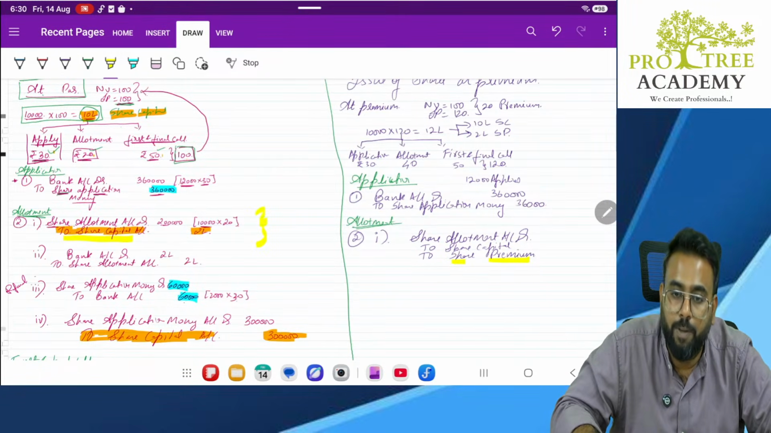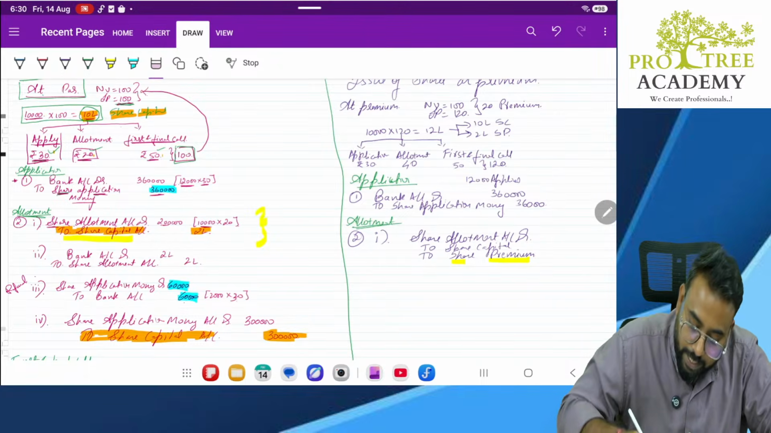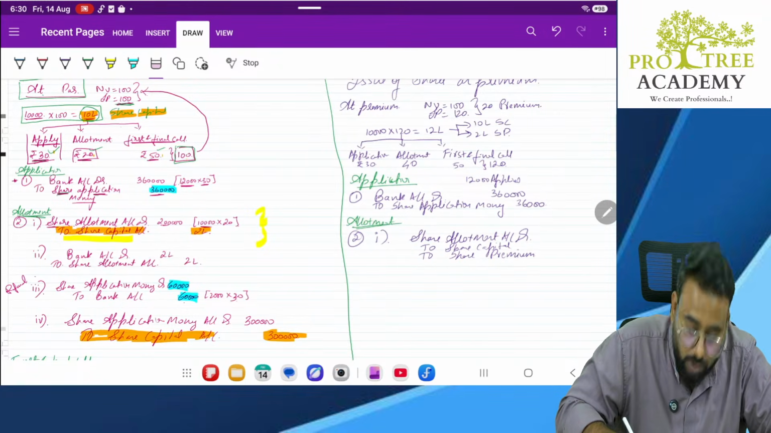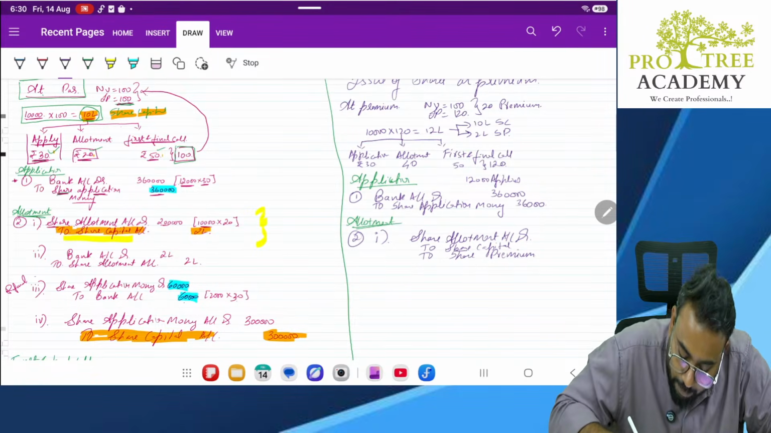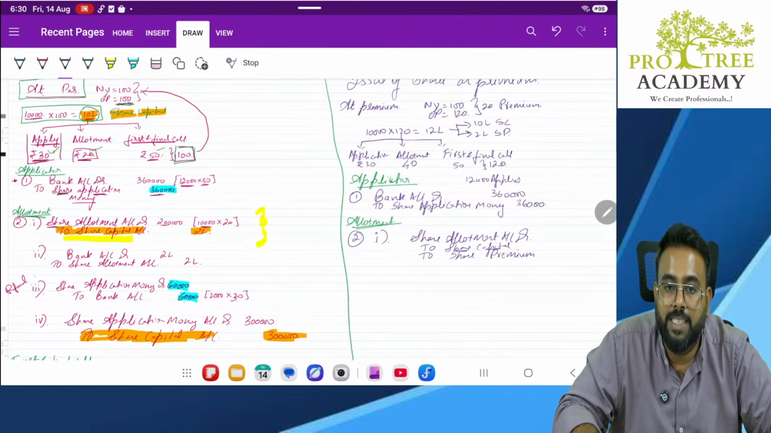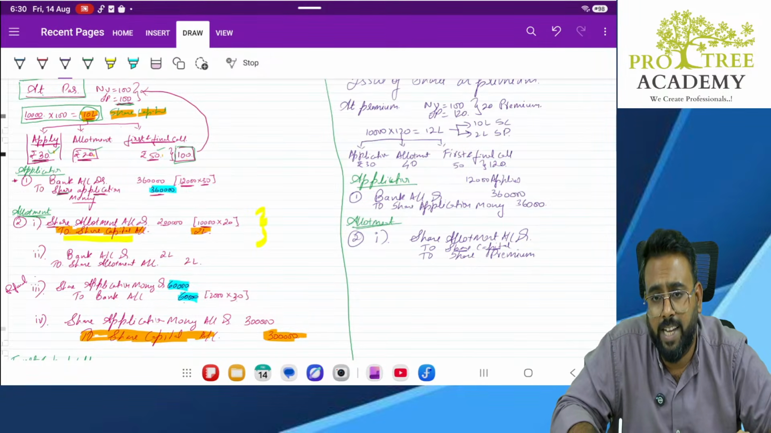Sir, what is share premium account, sir? What type of account it is? It is also a liability account. Sorry, it is also a capital account. It is also exactly like share capital. But the only thing is, it is not called share capital. It is called security premium. Sir, why is it like a capital?